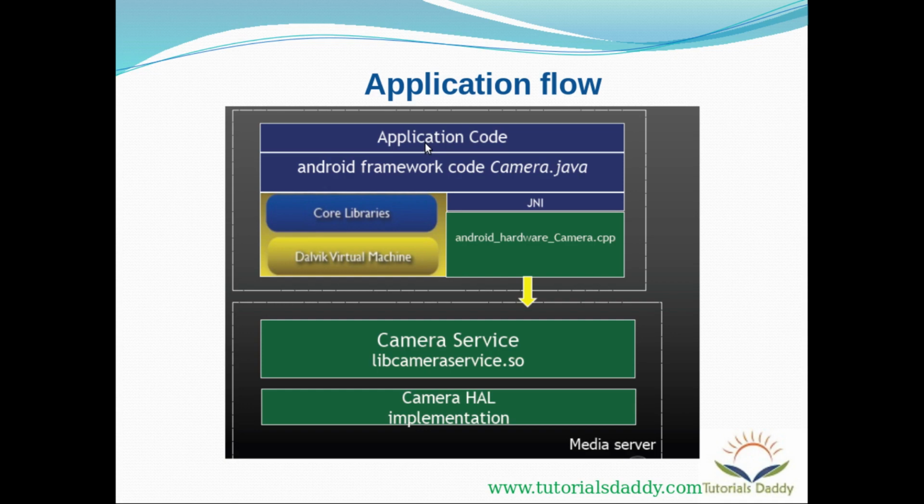On the top layer we have application code, with all the applications running in Java. Then we have JNI, the Java Native Interface. Because all your applications are written in Java, you need something which converts your Java code to C++ code, since mostly the HAL and camera service layers are written in C++. For that we use the Java Native Interface. And then, as I mentioned, we have the camera service, basically libcameraservice.so. This is a shared library which plays the role of the camera service. Then we have our camera HAL implementation.